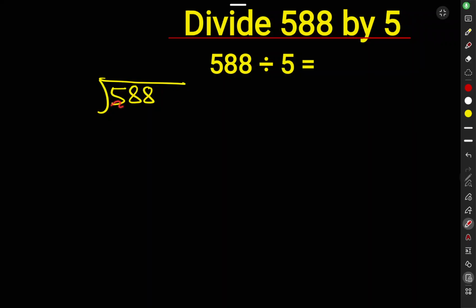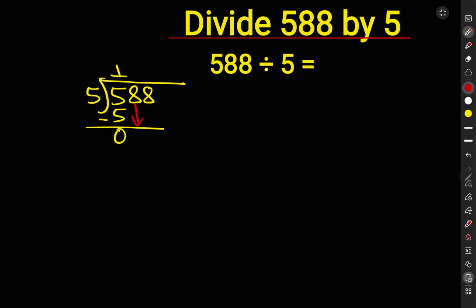We divide 588 by 5 in a long division method. 5 times 1 is 5. On subtracting, we get 0.